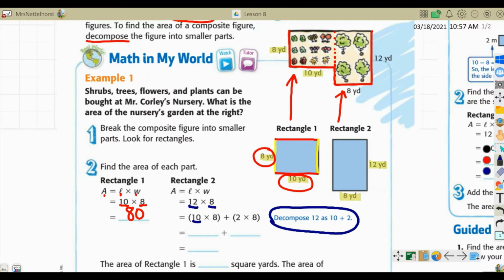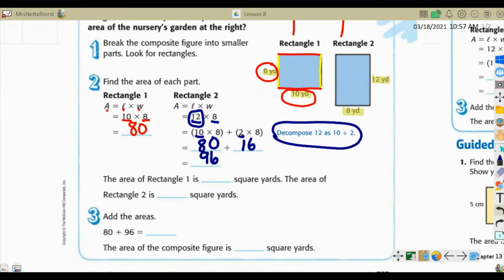The 10 and the 2 make up the 12 right here. Okay, multiply them both by 8. So 10 groups of 8 or 10 rows of 8 is 80, plus 2 rows of 8 is 16. So you add 80 plus 16. So the area of rectangle 2 is 96. All right, let's scroll some more.